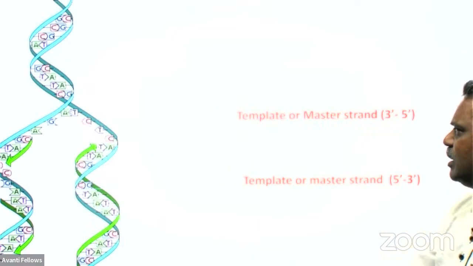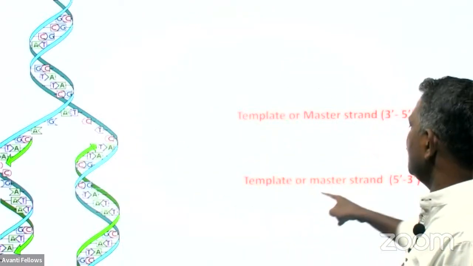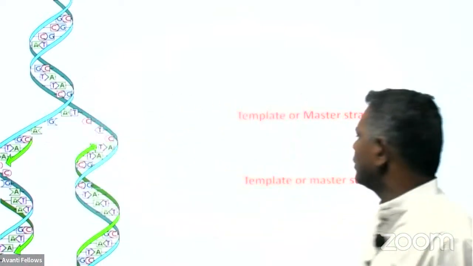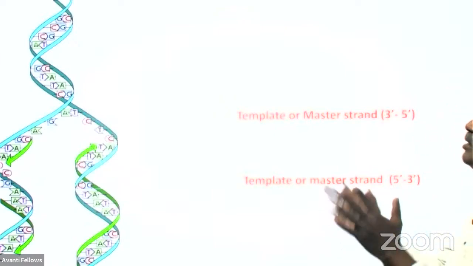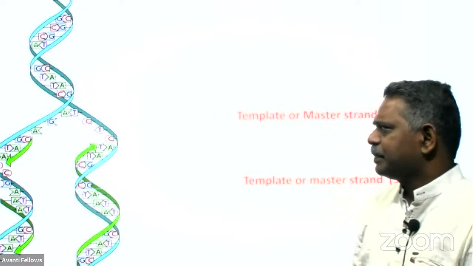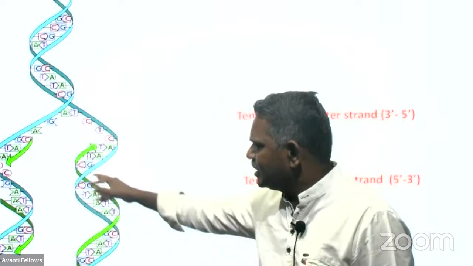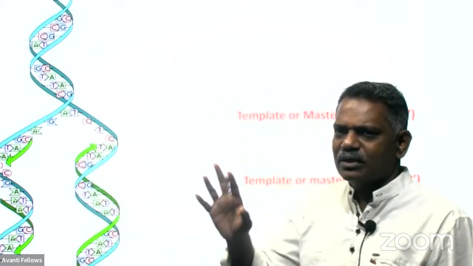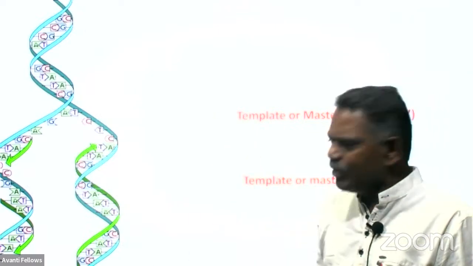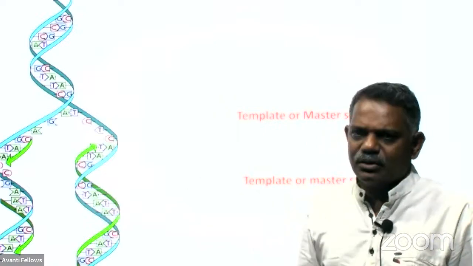There are two templates here, and one template is running in the 3' 5' direction. Another template is antiparallel, running in the 5' 3' direction. Both strands of the DNA are acting as the template only. And based on this template, the new strand is constructed. As I told you, it is semi-conservative. During DNA replication, one strand is conserved and another one is newly constructed.